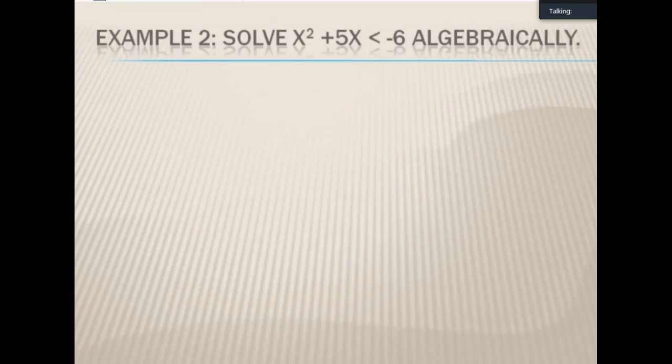Okay, so once again, we're going to get my inequality with a 0. So this time we add 6 to both sides, making it less than 0. So once again, we're looking for the negatives. This quadratic is also factorable. So you have x squared plus 5x plus 6, which means that your roots should be at -2 and -3.